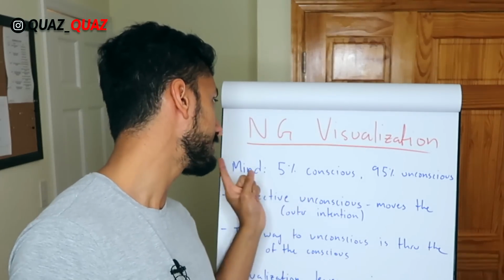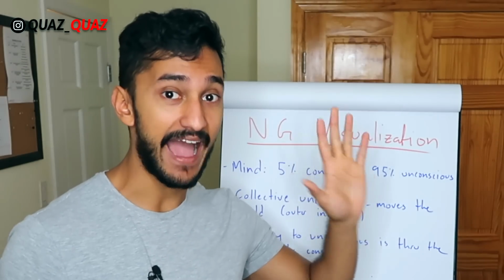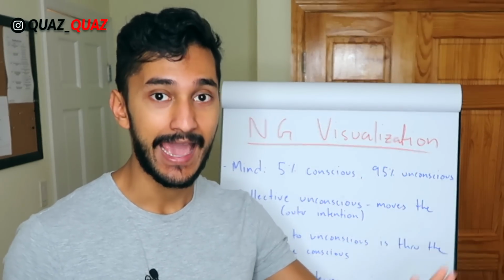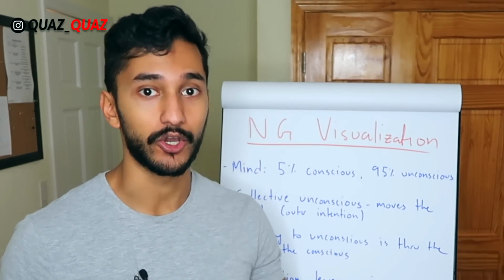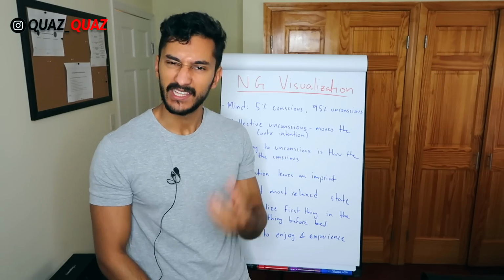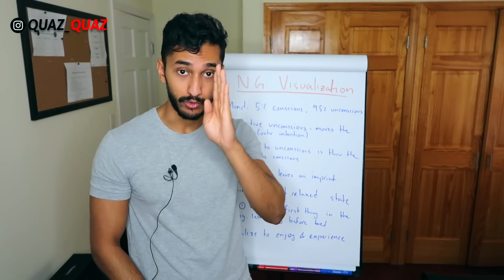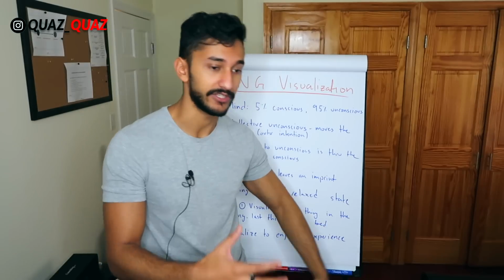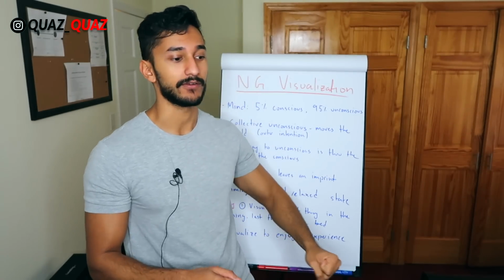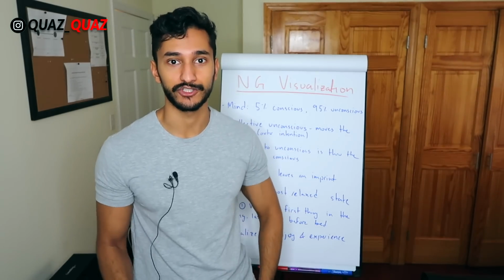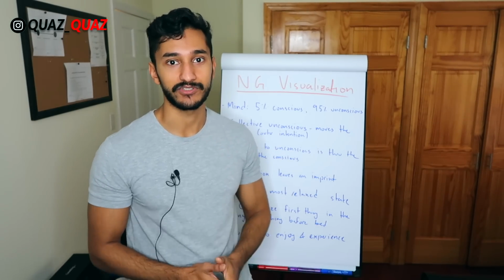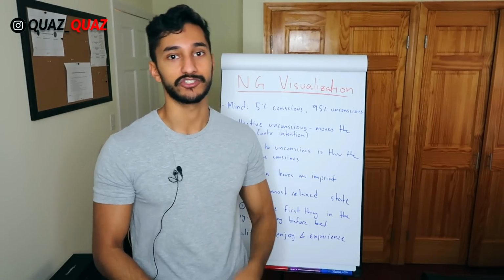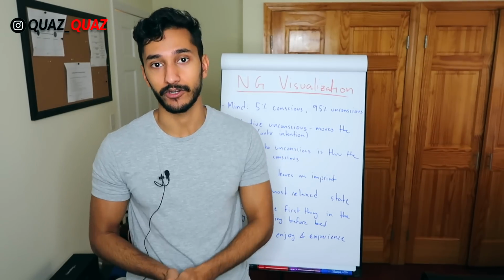Now what you got to know is the mind is 5% conscious, 95% unconscious. It's kind of crazy to think about. So you only have 5% of your conscious mind. This is what people use to achieve all their goals. We're using 5% of our capabilities to achieve our goals. And 95% consists of the subconscious, the unconscious, and the collective unconscious.